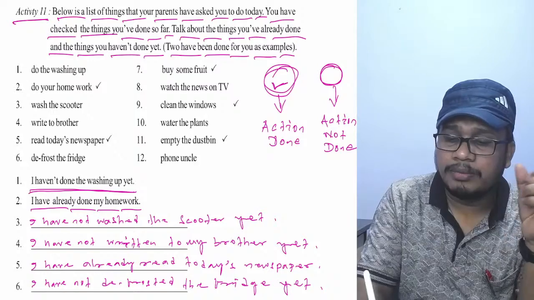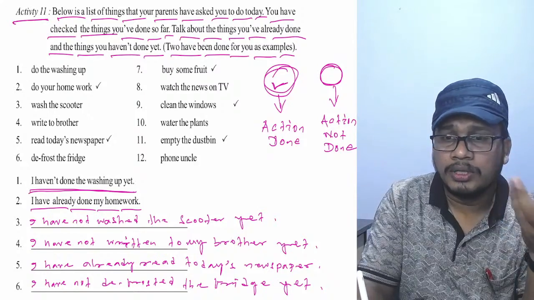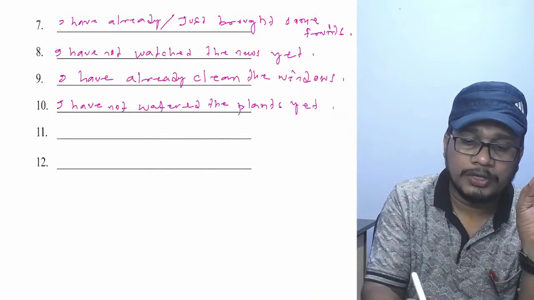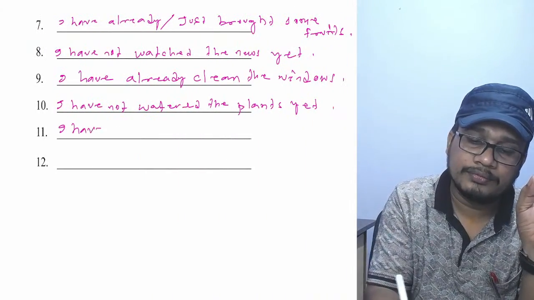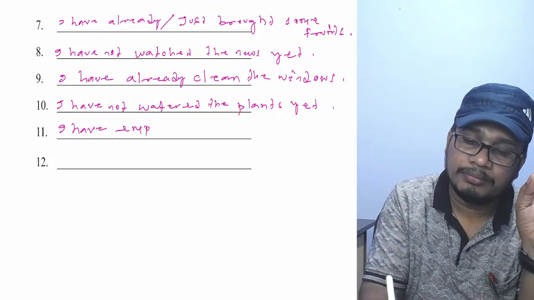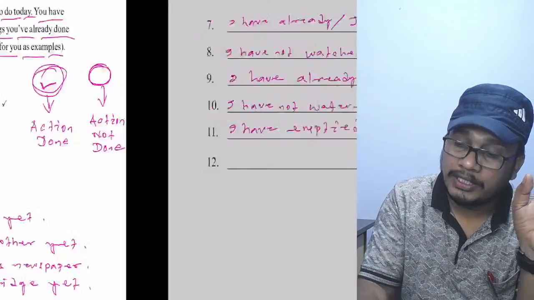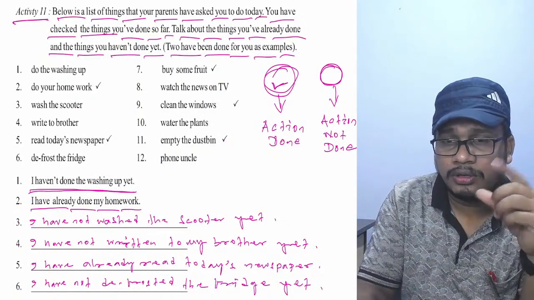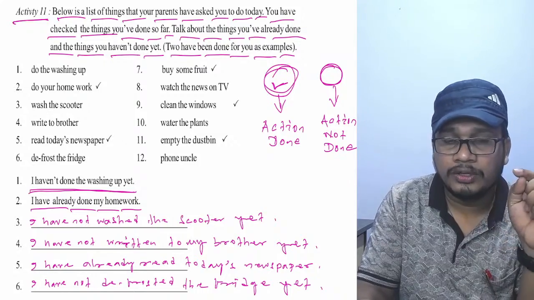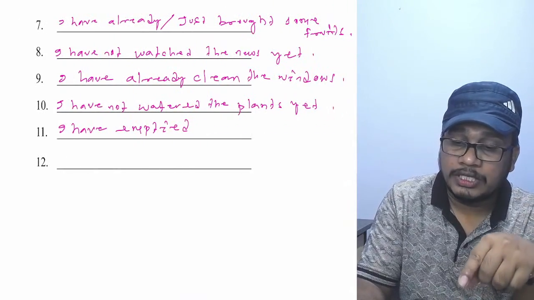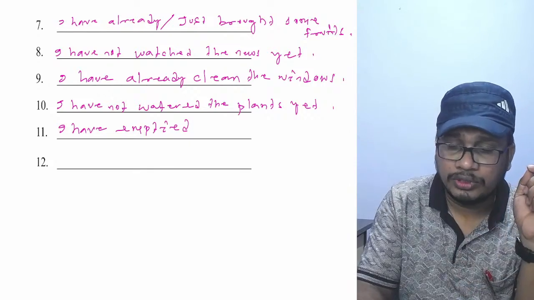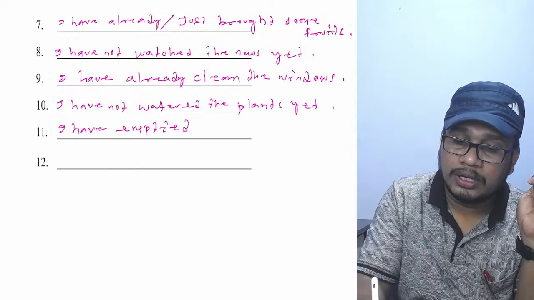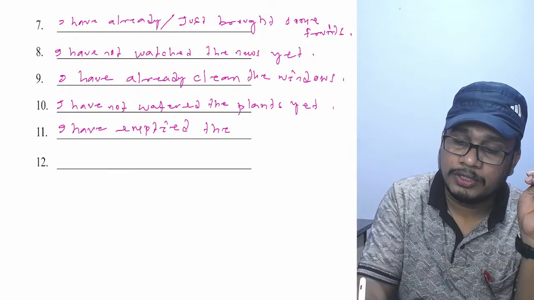Then number 11 is given, empty the dustbin. A tick mark is given, which means the action is already completed. I have emptied, with a Y changed to IED. When you make it present perfect, you use the V3 form, the past participle, so we have to use IED. I have emptied the dustbin.